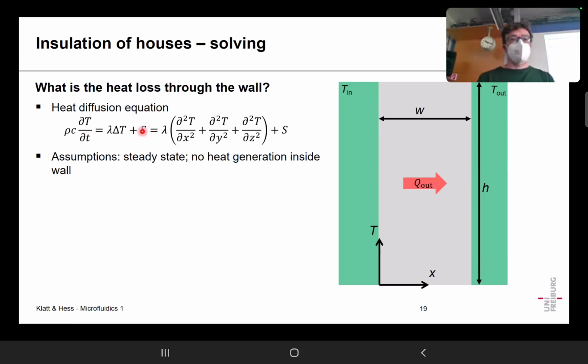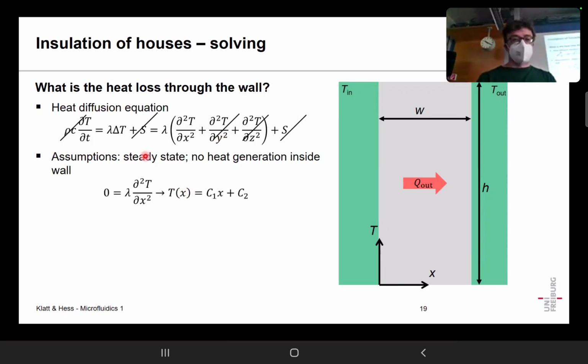So if you go back to the heat diffusion equation up here, you have the temporal changes, you have the changes in direction, and you have this additional source term. And this one has to be 0 as well if there's no heat generation or removal of heat inside the wall. And the second thing that we can also remove is the heat transfer in y and z direction, because we assume that it's only in one direction. And this leaves us with this equation here.